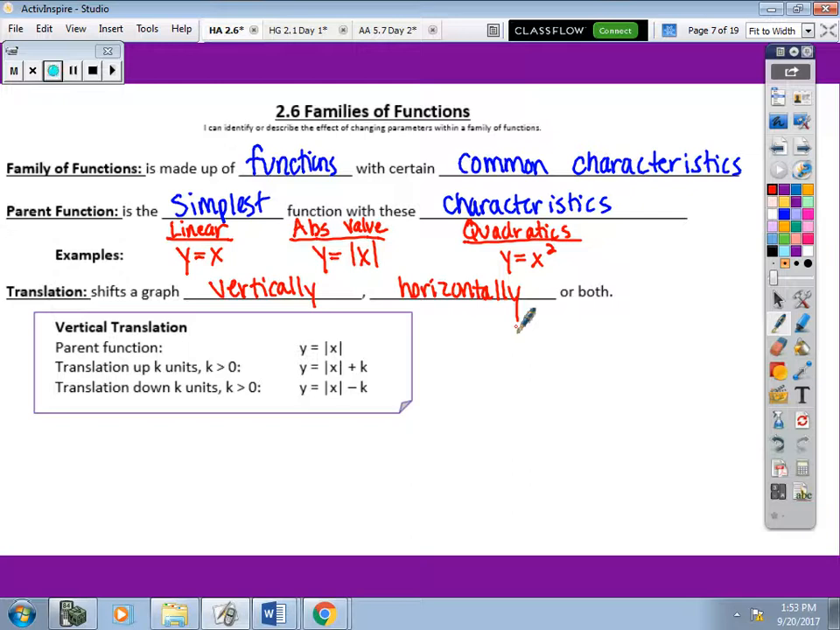Okay, so the vertical translations will be shifting it up or down. So if you see a plus something at the end, outside the absolute value, like plus 2, plus 5, that is going to shift it up however many units. If you see a minus outside the absolute value, that's going to shift the parent function down k units. Okay? And we'll actually see numbers instead of variables when we look at those. Okay?